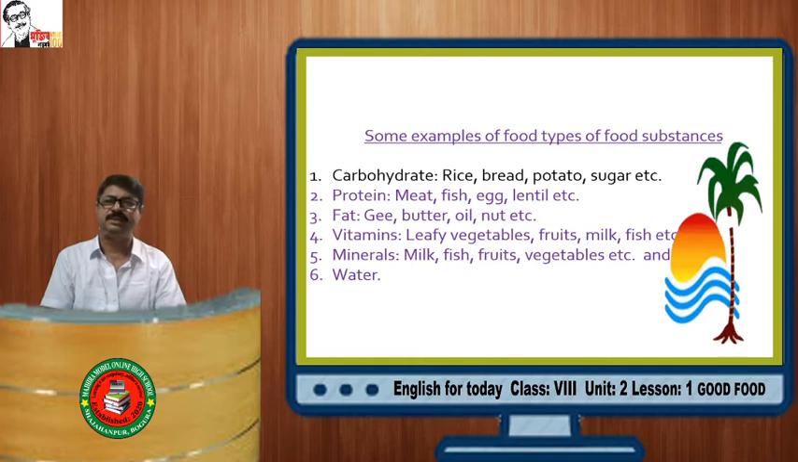Then vitamins. Leafy vegetables, fruits, milk, fish, etc. are good source of vitamins. Then minerals. Milk, fish, fruits, vegetables, etc. And last of all, water. Water is very essential for our life.